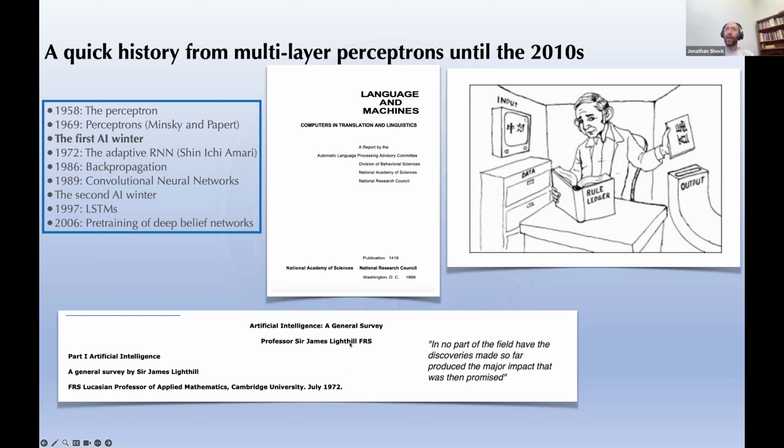This report was from 1966, Computers and Translations and Linguistics. But the Lighthill report in 72 really said, actually, maybe this isn't quite as exciting as we thought. And we have the first AI winter. So a lot of research was pulled. A lot of the things that we were hoping would happen weren't able to happen. And people stopped doing research on things like neural networks. At least there was a lot less research than on neural networks.